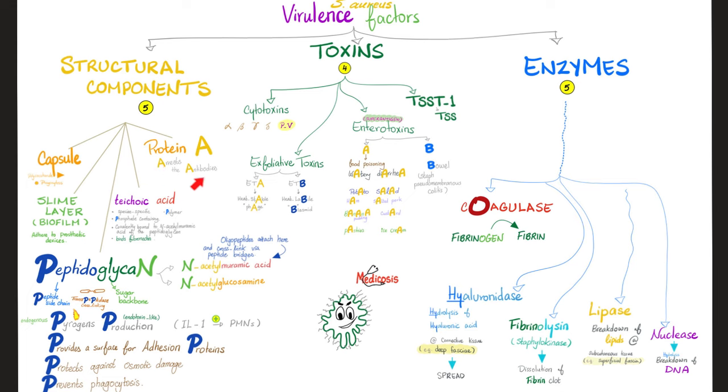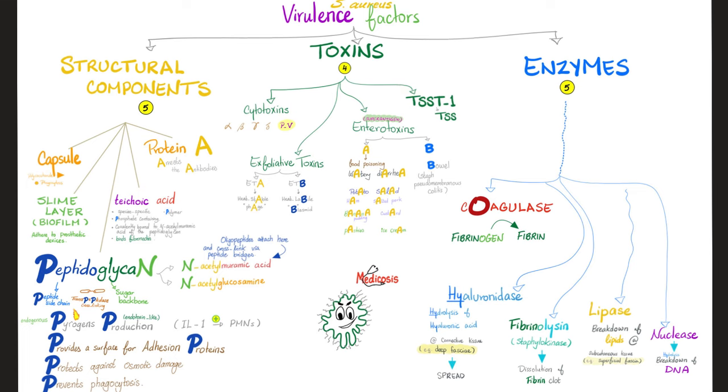It stops your antibodies. Oh, I get it. So it protects the bacteria. Well, no duh. That's why it's a virulence factor. This is why Staph aureus is so toxic, like your relationships. Next, staph toxins. We have cytotoxin, exfoliative toxins, enterotoxins, and toxic shock syndrome toxin number 1.